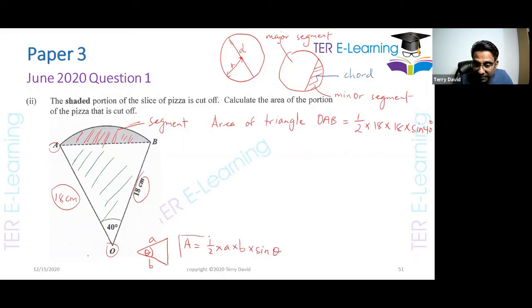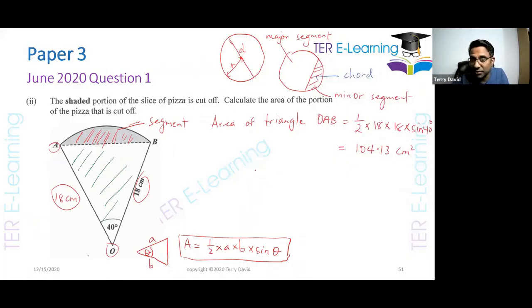So if you never saw this formula, you need to know this formula, right? I can't remember if this is on the formula sheet. It may be on the formula sheet though. So that's the formula I'm using here, right? So let's use the calculator to work that out. So it's a half multiplied by 18, multiplied by 18 again, multiplied by sine 40 degrees. And what I'm going to get here is 104.13 cm squared. So this here is the area of my triangle, right?